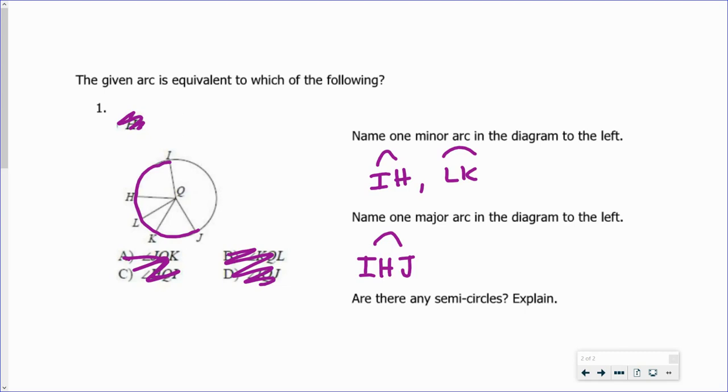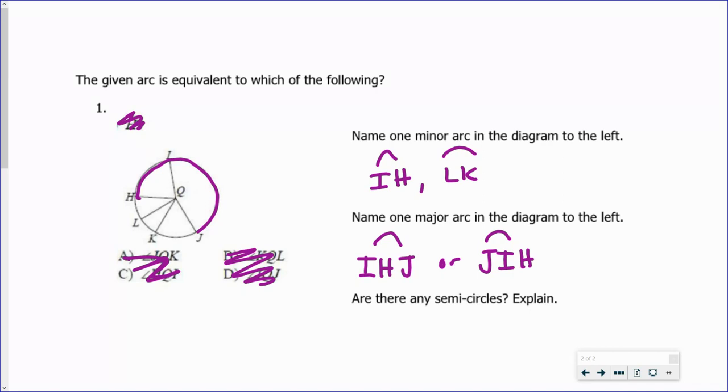Again, there are other examples of major arcs as well. Let me just do another one. You could do something like this, or arc JIH would work as well.